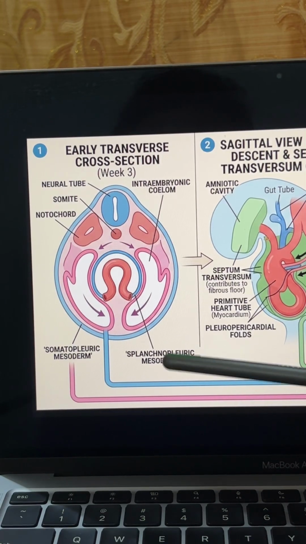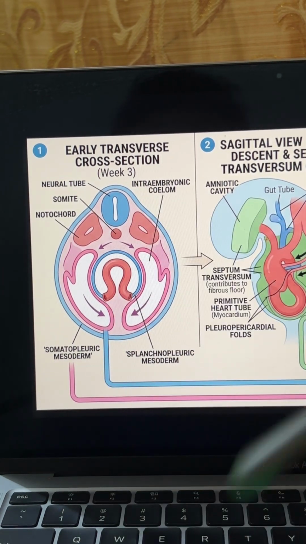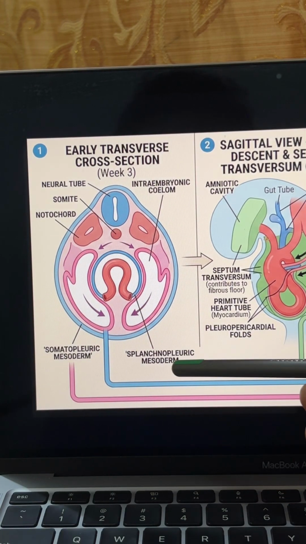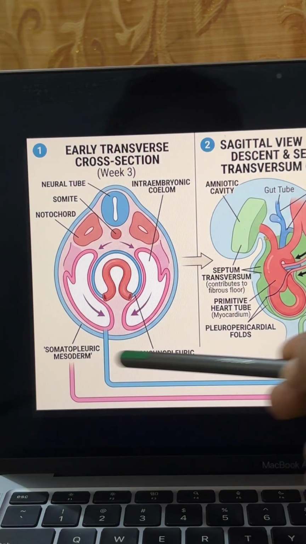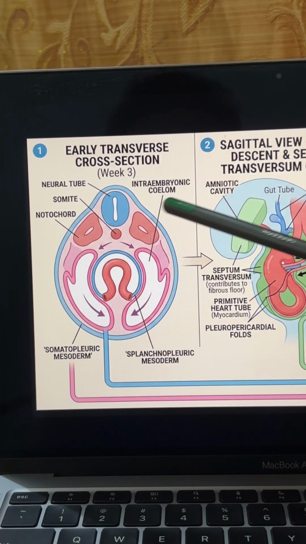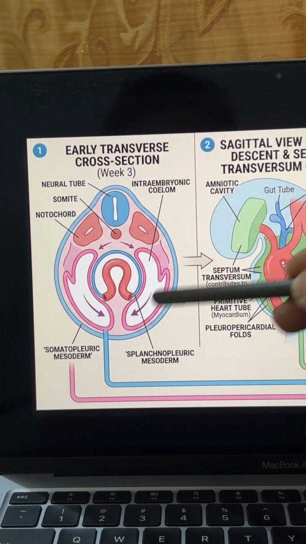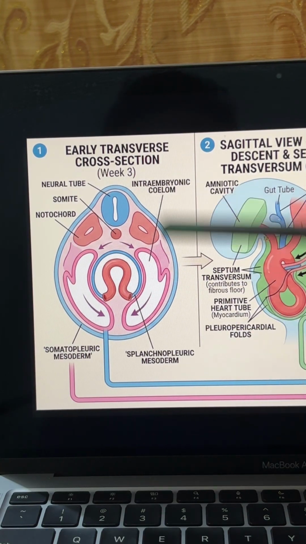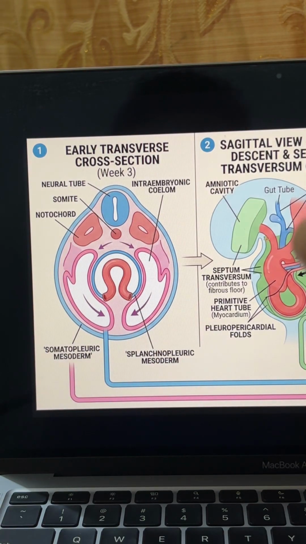That lateral plate mesoderm will split. I've told you that lateral plate mesoderm is split into two layers, one is somatopleuric and one is splanchnopleuric mesoderm. And between these two layers we have a coelom, that is called the intraembryonic coelom. This is the part. And this intraembryonic coelom will form the pericardial cavity, the cavity where pericardial fluid exists in our heart.